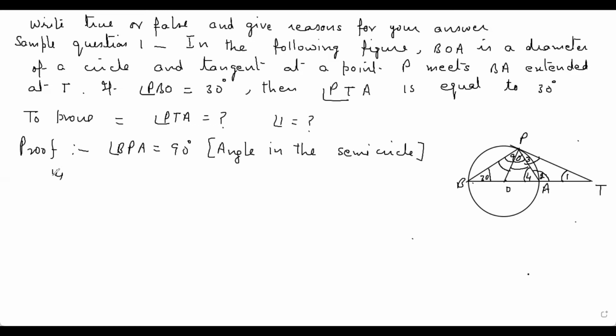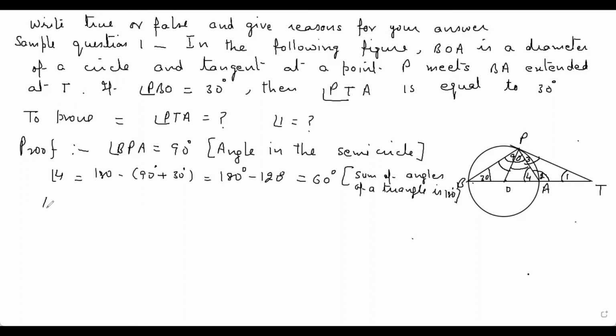So angle 4 is equal to 180 minus (90 degree plus 30 degree). It means 180 minus 120 degree. It means 60 degree. Sum of angles of a triangle is 180 degree. So angle 2 is equal to 180 degree minus 60 degree, which is 120 degree. Angle in a straight line is equal to 180 degree.